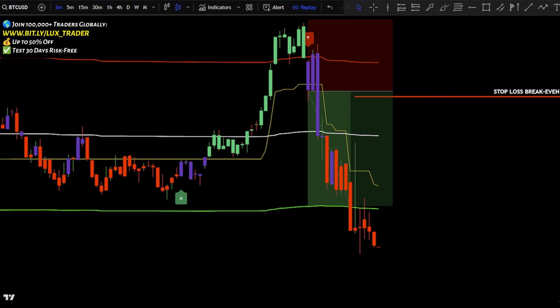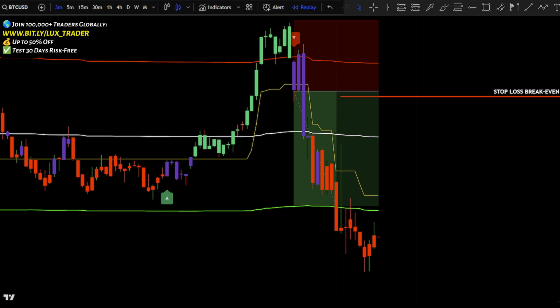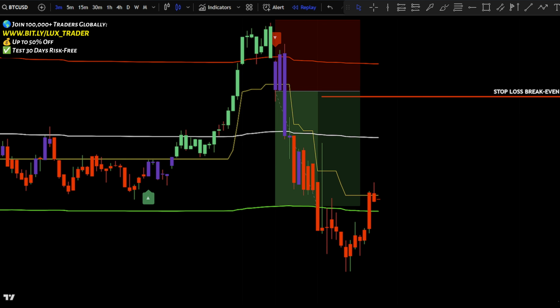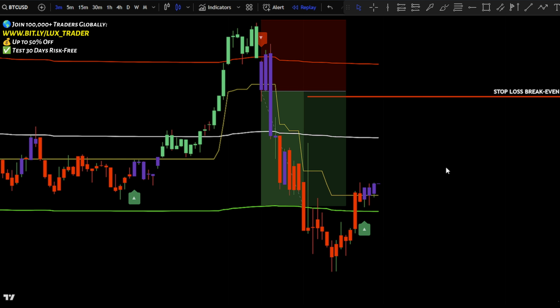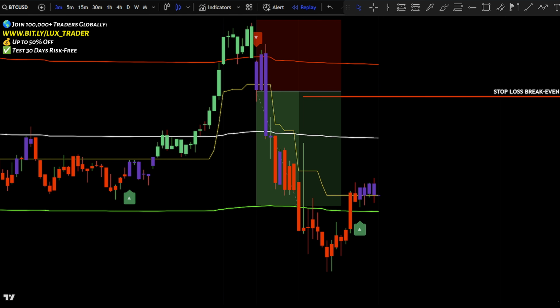In this example, after reaching the first take profit target, the market entered a consolidation phase. This is where patience is key. Do not panic and avoid closing the trade too early. Stay disciplined and wait for the price to move downward and reach the green band again. During this phase, keep your stop loss just a few ticks below your entry price.